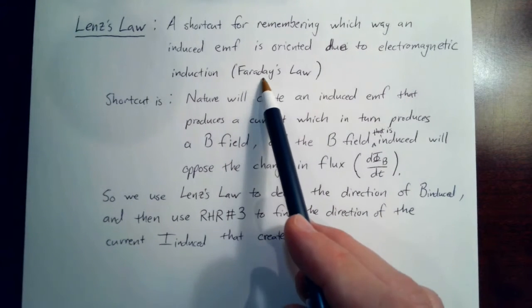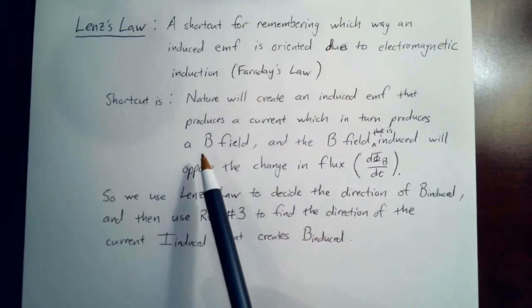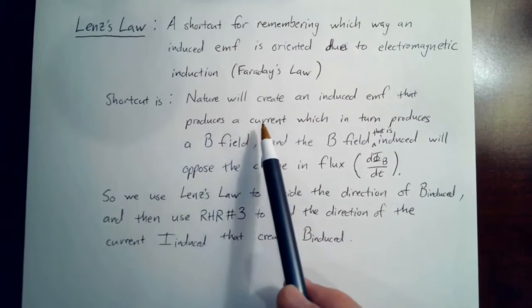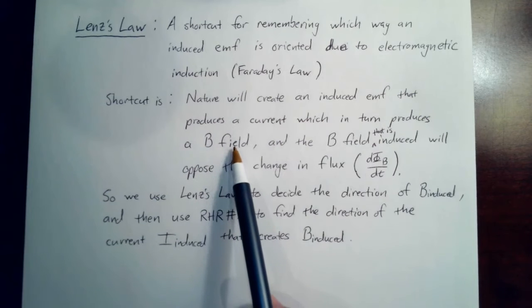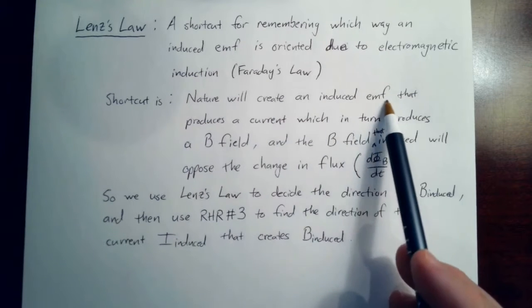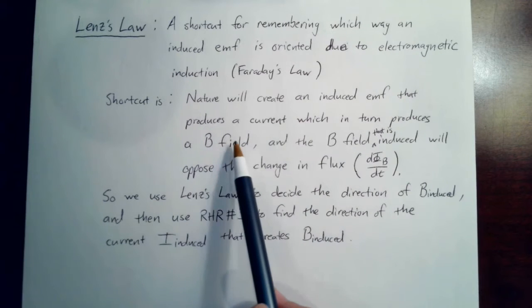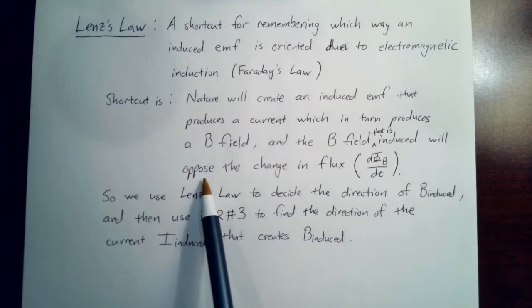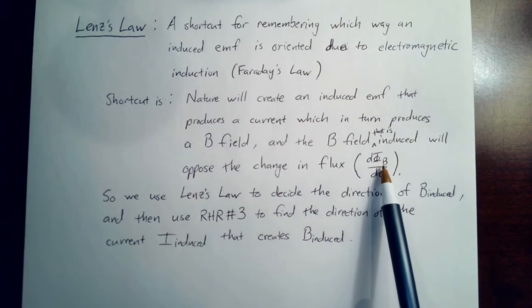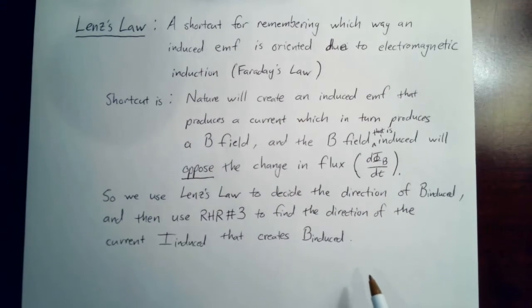And actually Faraday's law gives us the direction too, but this is a shortcut for remembering the direction. And here's what the shortcut is. Nature will create an induced EMF that produces a current, which in turn produces a magnetic field. That's Faraday's law: it creates an EMF, and that EMF will produce a current, which produces a magnetic field. The magnetic field that is induced will oppose the change in flux, that's the dΦ/dt term. So the B field that's induced will oppose the change in flux.